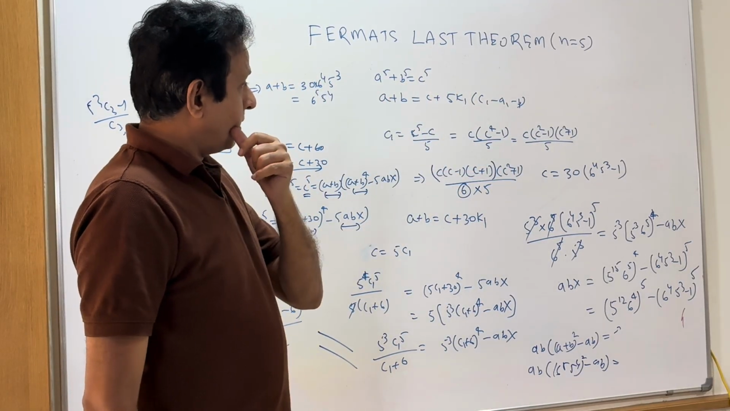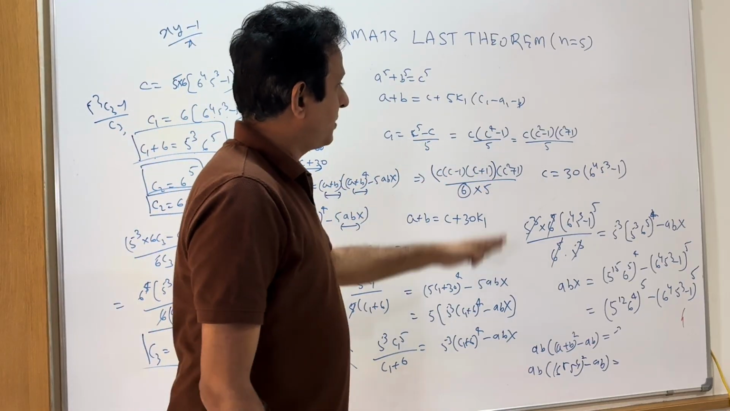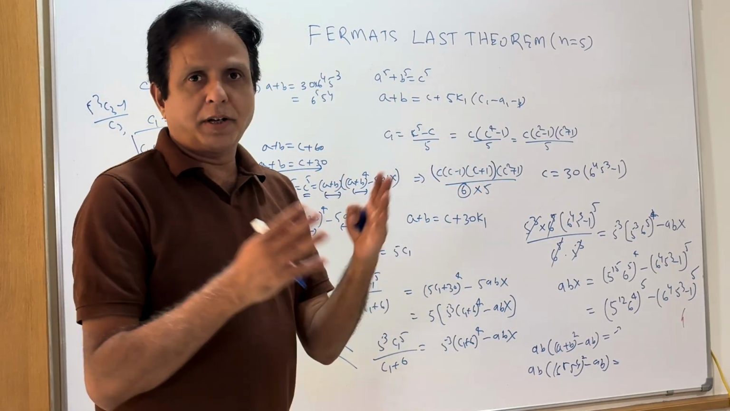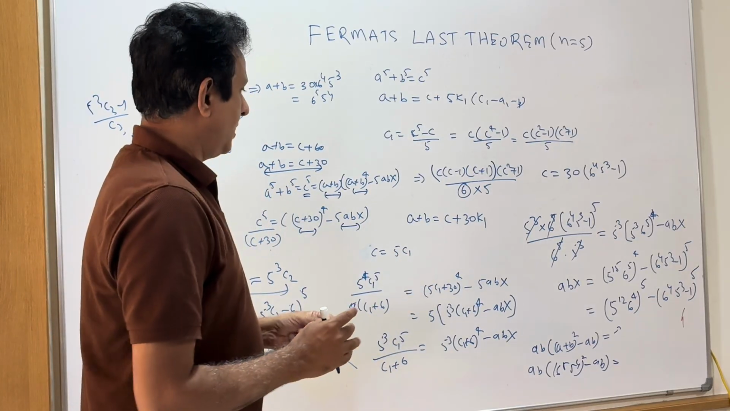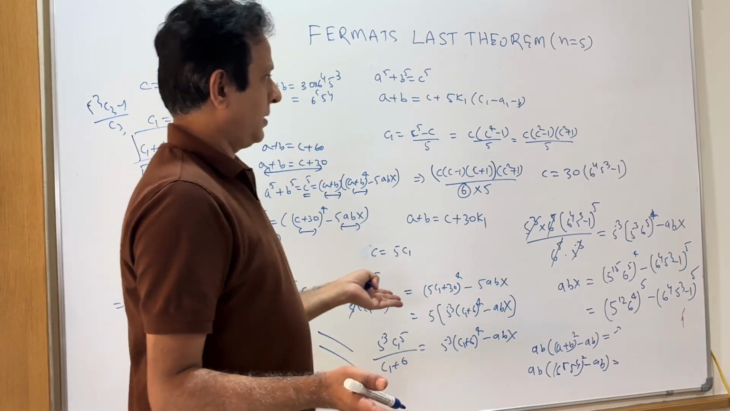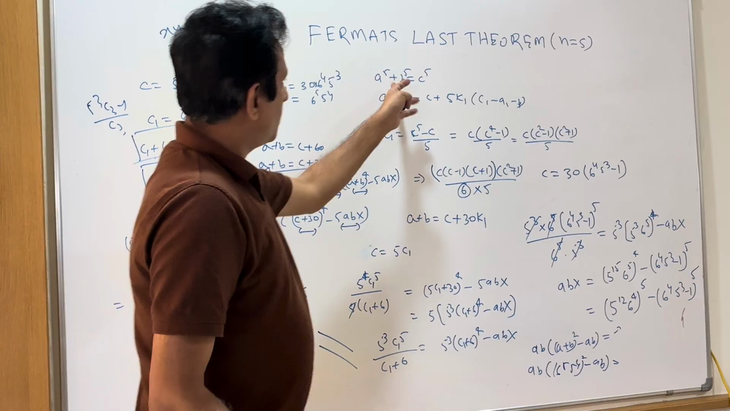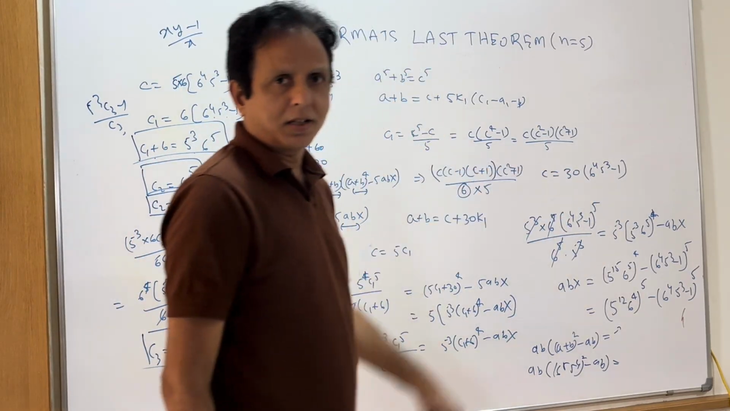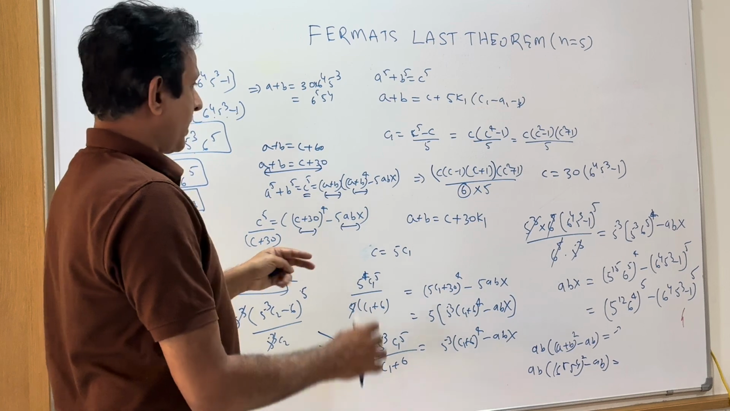Alright. Next, what we are going to do is, if C is this value, then what should be the value of A and B? If that is true, what should be the value of A and B? And we will verify for C equal to this much. That is the minimum value C should be.